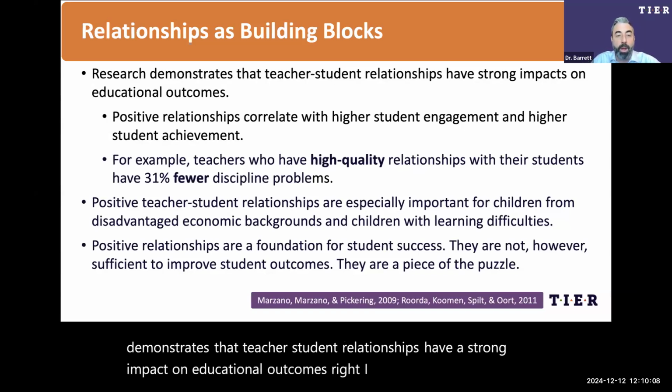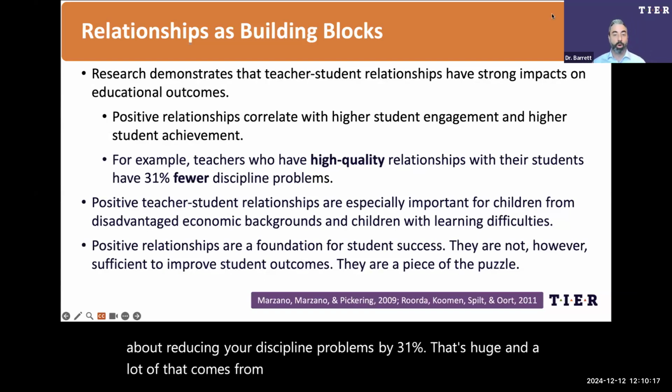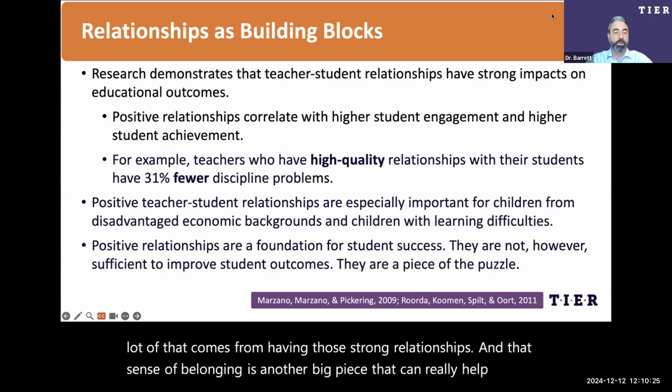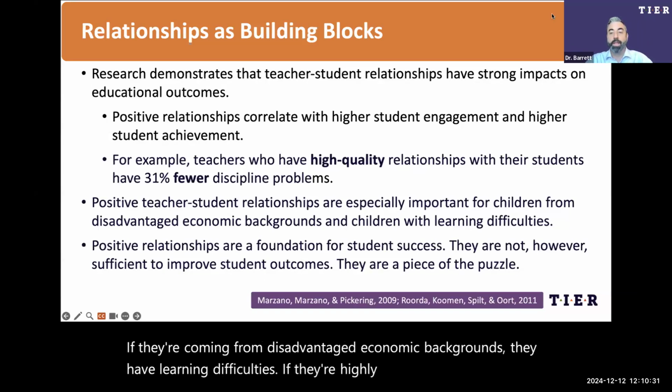I mean, you could talk about reducing your discipline problems by 31%. That's huge. And a lot of that comes from having those strong relationships. And that sense of belonging is another big piece that can really help create a mental health support for children, if they're coming from disadvantaged economic backgrounds, they have learning difficulties, if they're highly mobile, things like that.